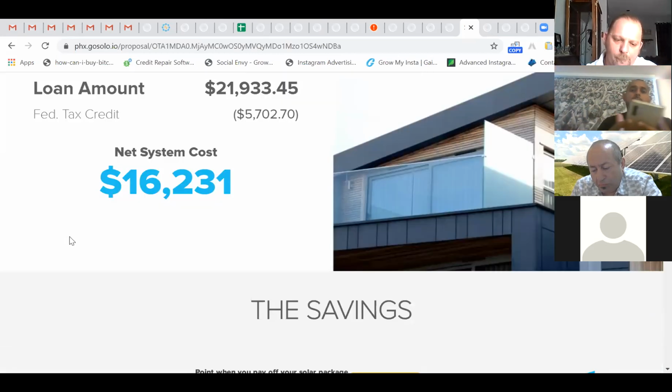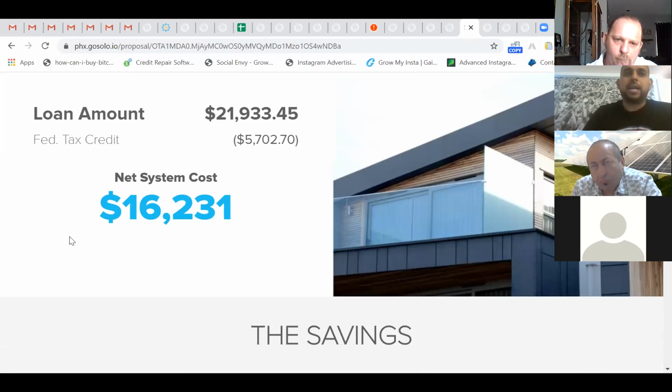Now we take your loan amount, $21,900, minus a federal tax credit of $5,700. That means that your net system cost, Mr. Homeowner, is $16,000. Okay, you know how you were talking about $21,000 is expensive? Well, the government's covering 26% of that bill, so that's pretty cool. Can we agree? Yeah. Okay, great. So $16,000 is really what you're looking at. $16,231. So remember the number 1920. That's an easy number to remember, 1920.